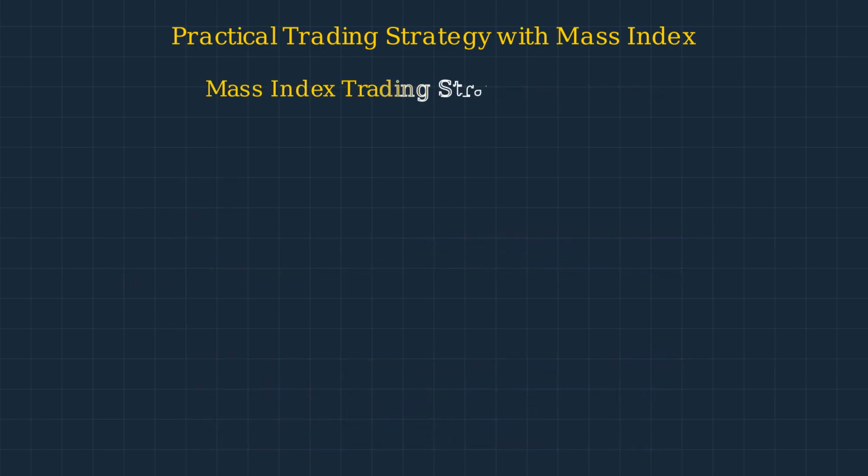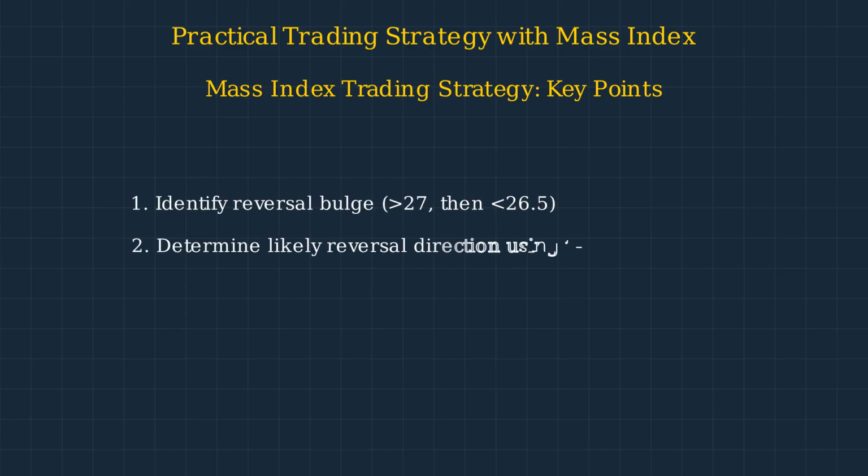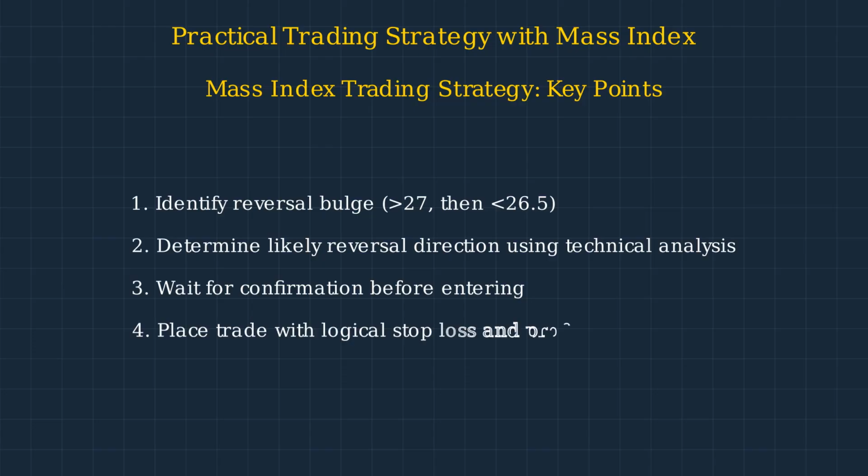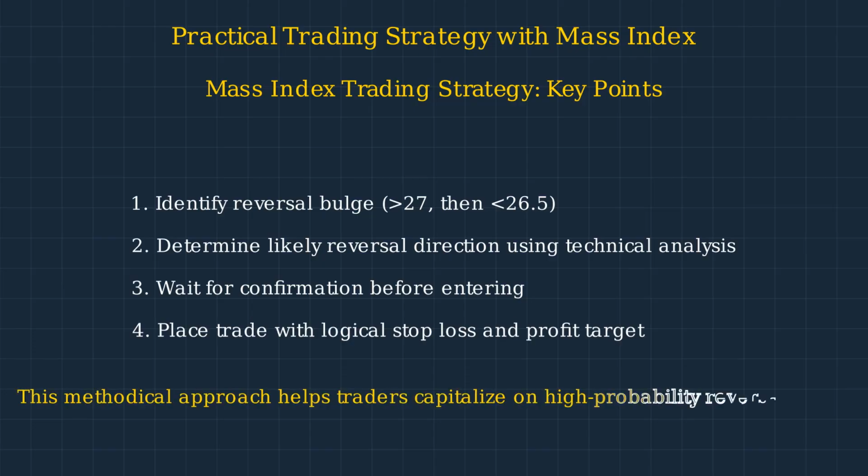To summarize this mass index trading strategy, first, identify the reversal bulge when the indicator rises above 27 and then falls below 26.5. Second, determine the likely direction using technical analysis. Third, wait for confirmation before entering the trade. Finally, place your trade with a logical stop loss based on recent price structure. This methodical approach helps traders capitalize on the mass index's ability to identify potential high-probability reversal points in the market.